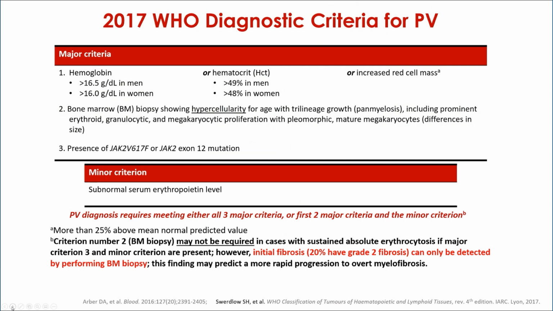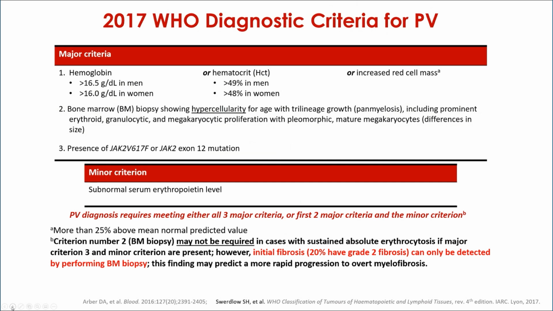Many ask whether bone marrow biopsy is absolutely mandatory, and it's not, even by the WHO classification and clarification in 2017. You see this at the bottom of the slide, that in patients who have absolute erythrocytosis, super high red blood cell count, with the blood test that would show JAK2 mutation and suboptimal serum erythropoietin level, that is probably enough for making diagnosis of PV.